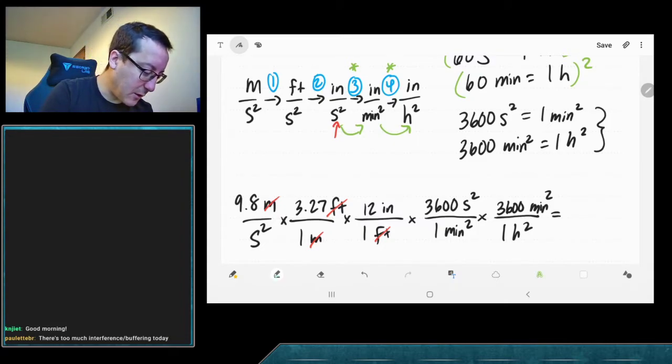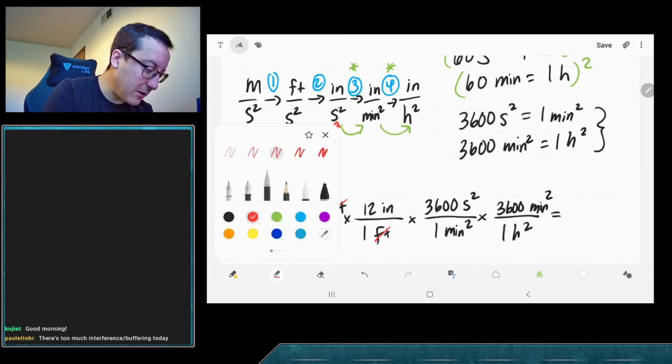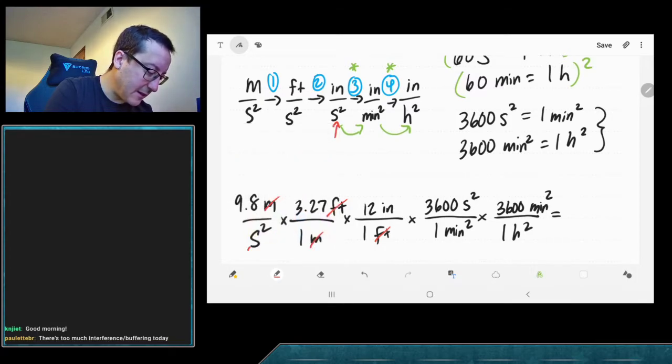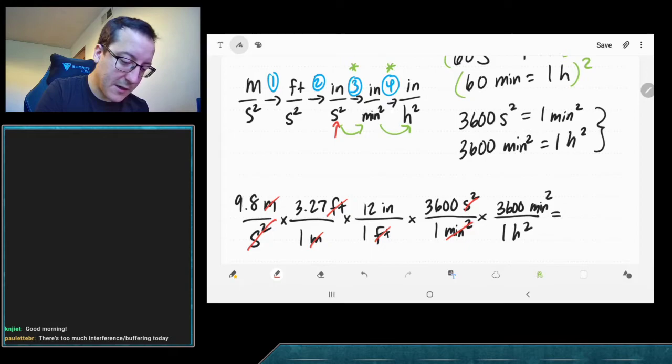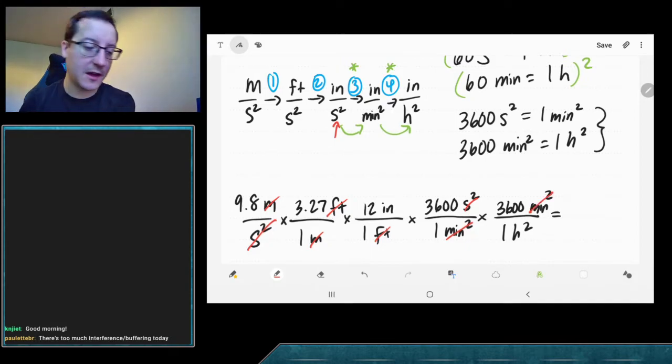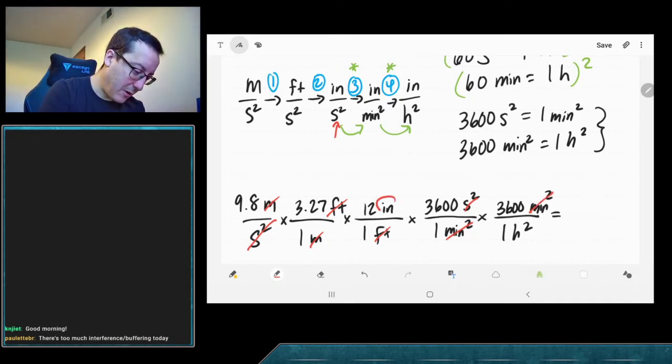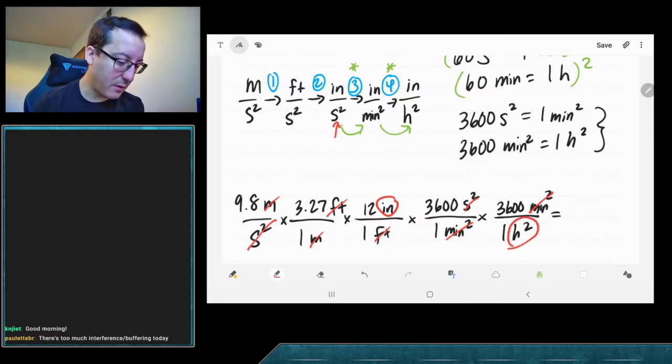And so let's go ahead and double check our units. We have seconds squared on the bottom, seconds squared on the top. Those cancel. Minutes squared on the bottom, minutes squared on the top, those cancel. So we end up with inches per hour squared. That's what we were looking for.